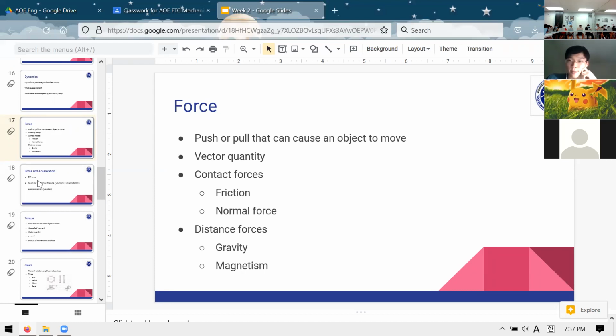What you really need to know about force is that it's a vector quantity, which means you have to indicate a direction of the force. So are you pushing it up, down? And in a qualitative sense, you want to know what kind of force you're dealing with, whether it's a contact force or a force that acts at a distance.